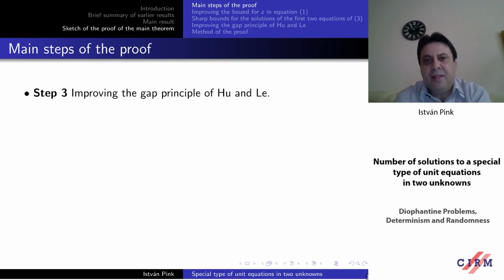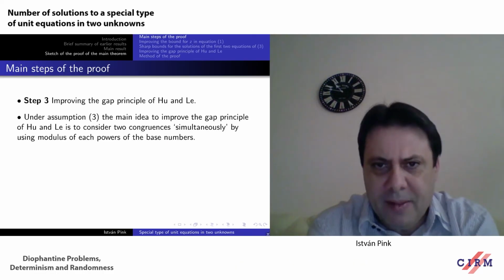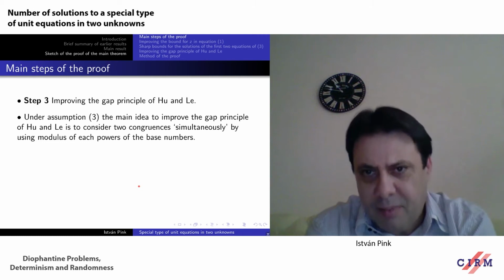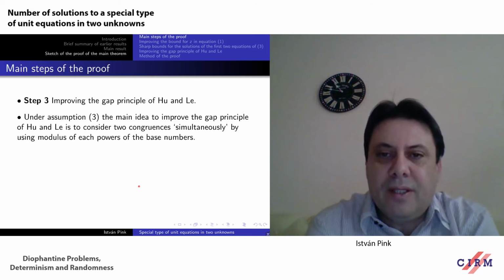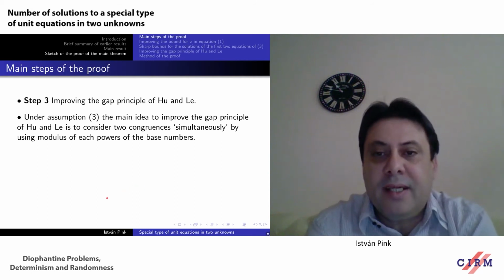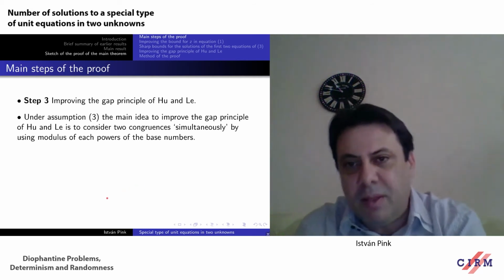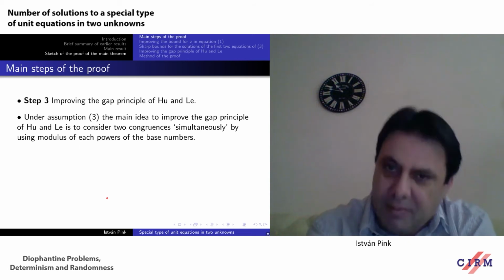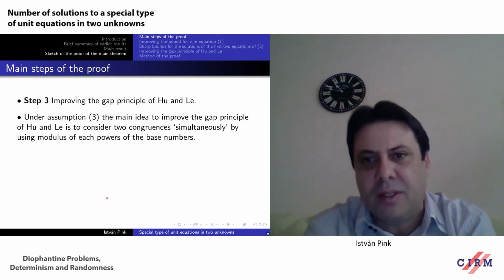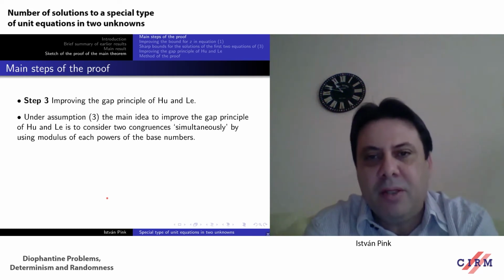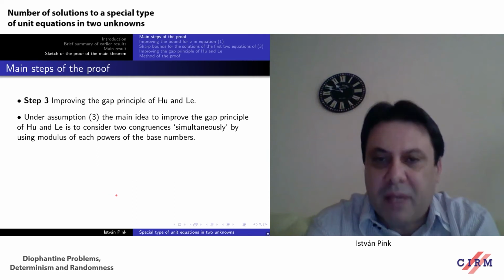The third step, the third important step, was to somehow improve the gap principle in the previously mentioned work of Hu and Le. Under assumption 3, namely under the assumption that we have 3 solutions, the main idea to improve the gap principle of Hu and Le is to consider 2 congruences simultaneously. Maybe you remember I already mentioned that they used only 1 congruence, but we used some congruence arguments simultaneously by using moduli of powers of the base numbers.